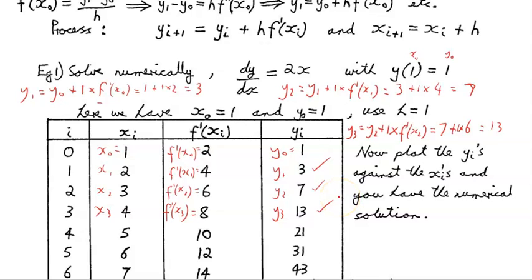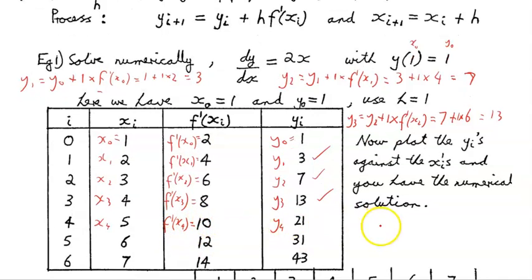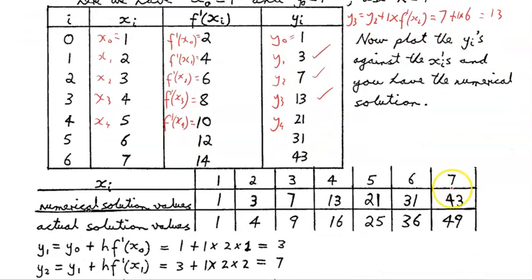Okay, so what we do now is we plot x0, y0, x1, y1. The next pair is x2, y2. The next pair is x3, y3. The rest are provided down here. So this is x4, y4, okay, f dash of x4, and we just keep going down like this. Okay, so xi is 1, 2, that's these 3, 4, 5, 6, 7 down here. The numerical solution values here are 1, 3, 7, 13, 21, 31.